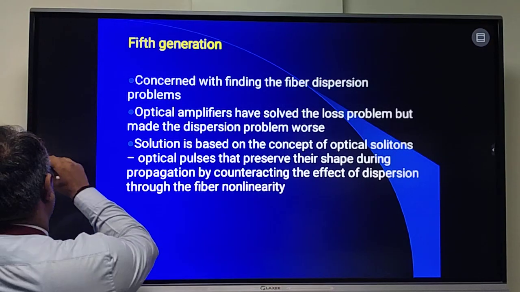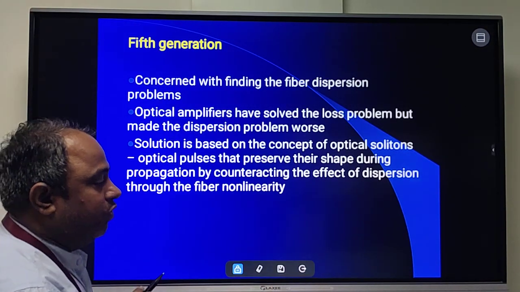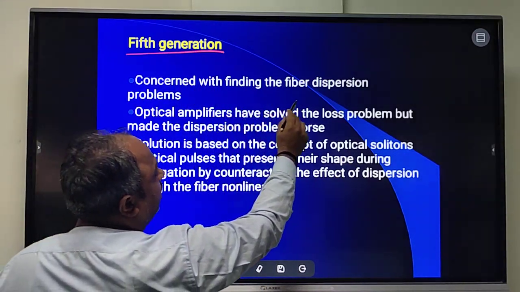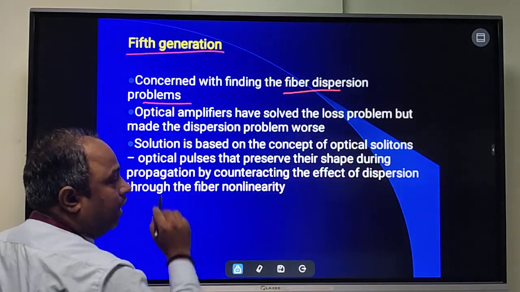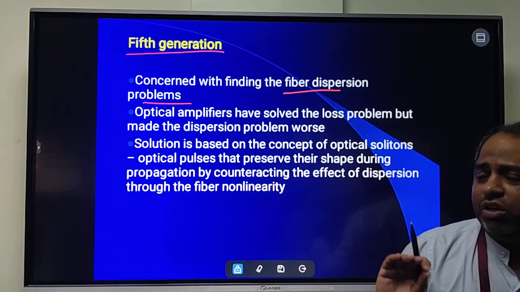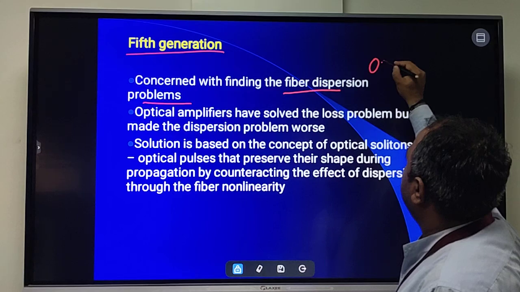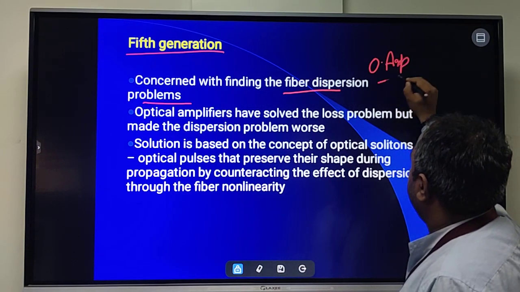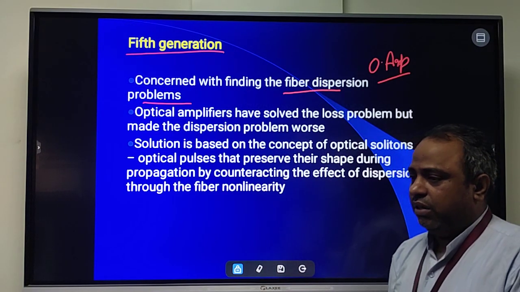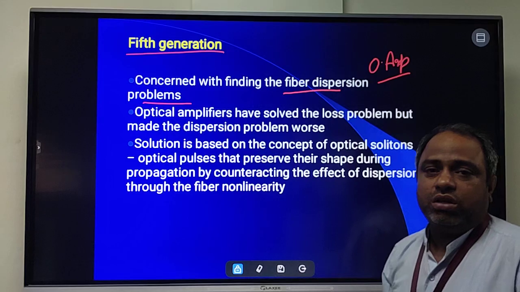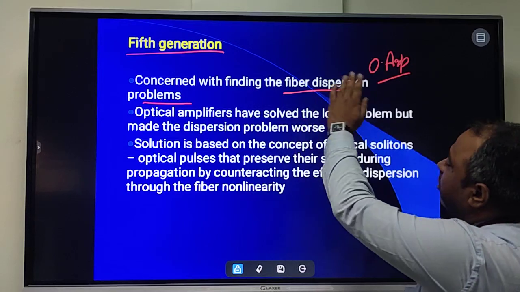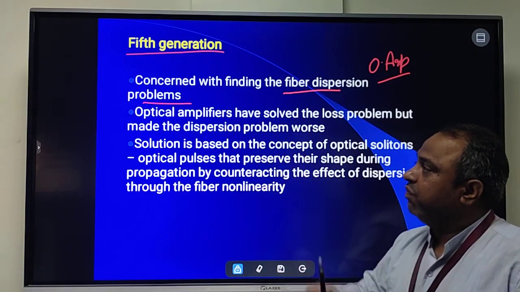Look at the 5th generation. This is an advancement of optical communication. The 5th generation is concerned with finding fiber dispersion problems. In the 4th generation, dispersion played a very pivotal role during transmission with the help of optical amplifiers. In this time period, lots of signal was lost. When I send multiple signals simultaneously, it is lost in the optical amplifier. But when these findings appeared, we removed the optical amplifier problems in the fifth generation.